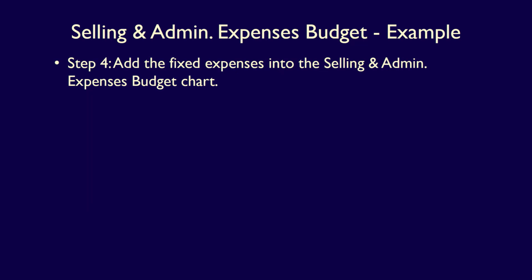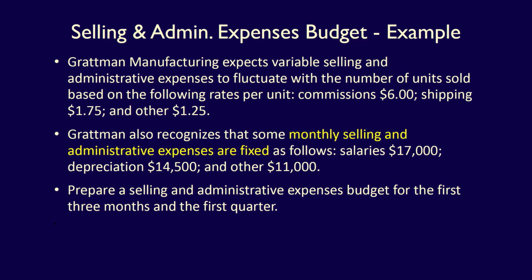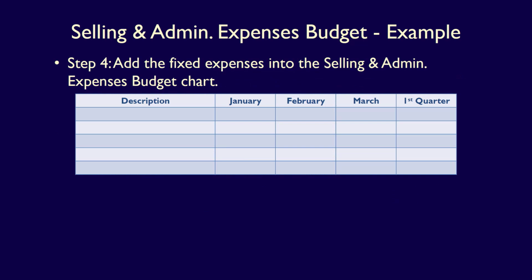Add the fixed selling and admin expenses into the selling and administrative expense budget. First, we go back to the question to find the monthly fixed expenses. We can see that they are salaries of $17,000, depreciation of $14,500, and other fixed expenses of $11,000.